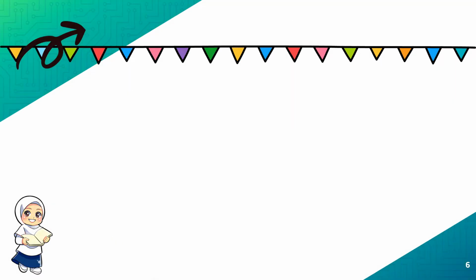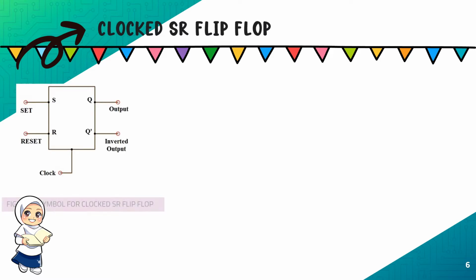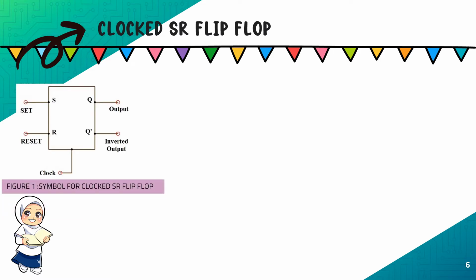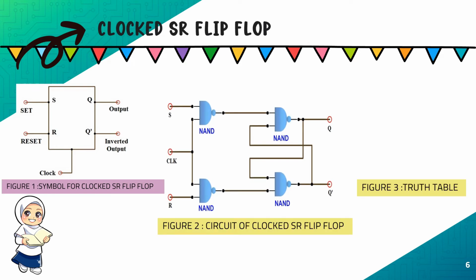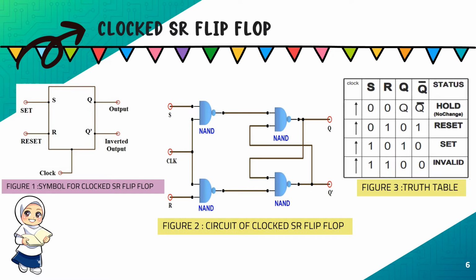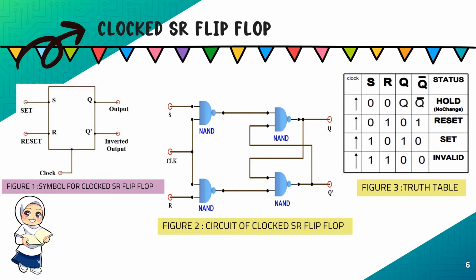Before we proceed to draw the timing diagram, let me show you the symbols, circuits, and truth table for each flip-flop mentioned previously. We start with clock SR flip-flop. Figure 1 shows the symbol for clock SR flip-flop. Figure 2 shows the circuit of clock SR flip-flop. And Figure 3 shows the truth table for clock SR flip-flop.